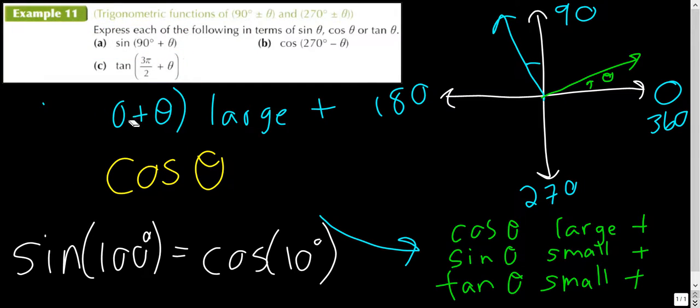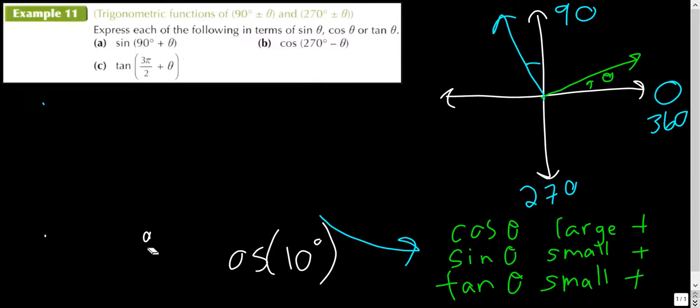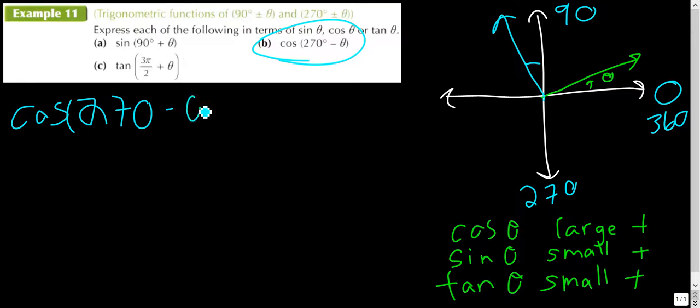So let's move along. The second one asks for the cosine of 270 minus theta. So let's see what kind of properties 270 minus theta has. 270 minus theta would be going backwards. So we go down.